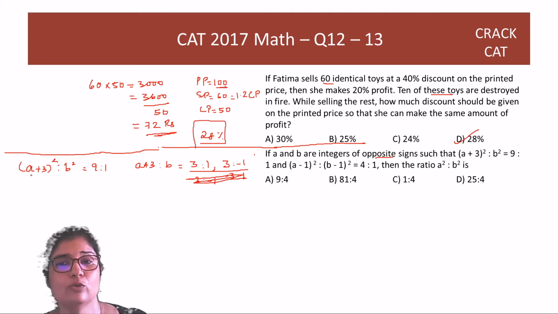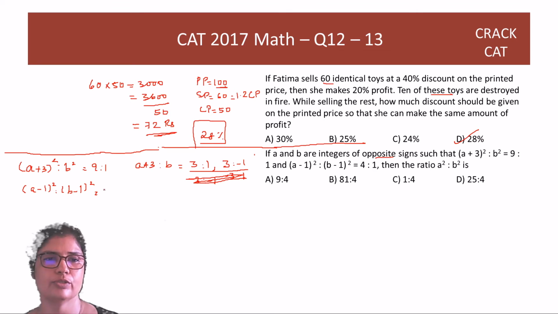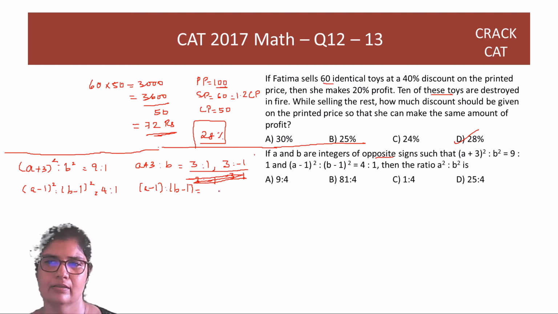Okay. अभी आपका दूसरा equation है where you have a minus 1 the whole square is to b minus 1 the whole square is equal to 4 is to 1. Now a minus 1 is to b minus 1 will hence be in the ratio either 2 is to 1 or 2 is to minus 1. So because each of them is giving me two possibilities, when I solve them together, I get four possibilities. So let's look at each of the possibilities, guys. First possibility is 3 is to 1 and 2 is to 1.